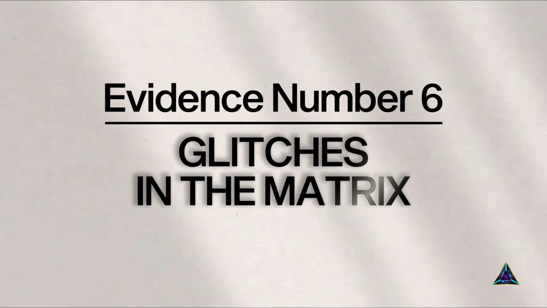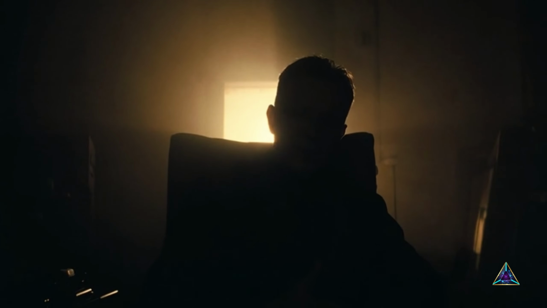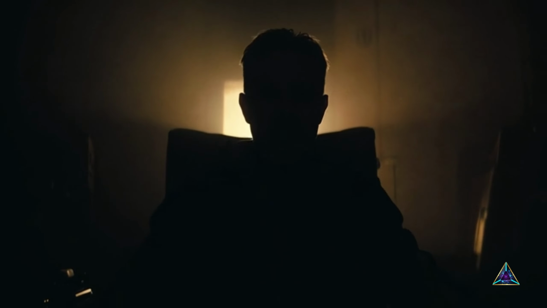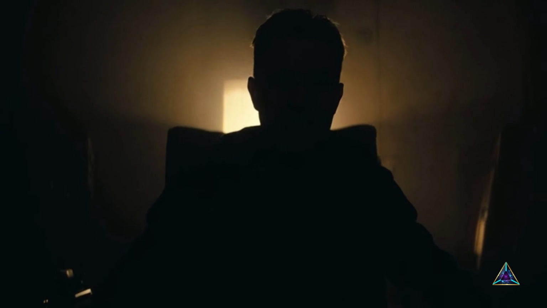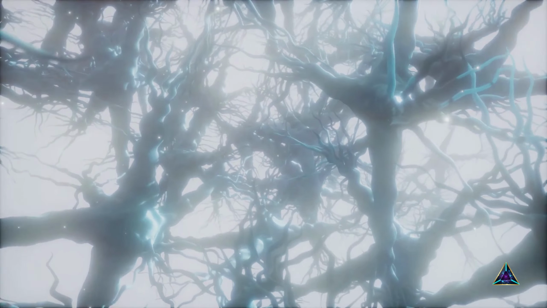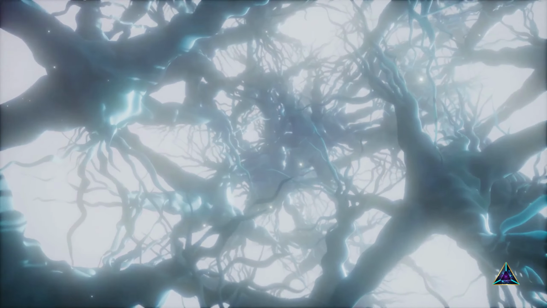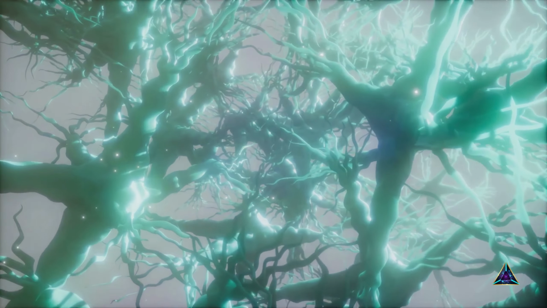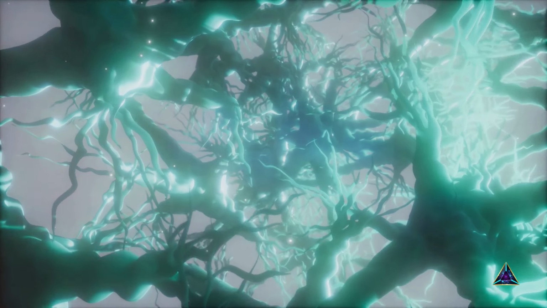Evidence number 6. Glitches in the Matrix. Beyond the Mandela Effect, people report other anomalies. Déjà vu, the feeling you've experienced this exact moment before. What if that's your consciousness recognizing a repeated loop in the code? Objects appearing or disappearing with no explanation. Time perception anomalies where hours feel like minutes or minutes feel like hours.